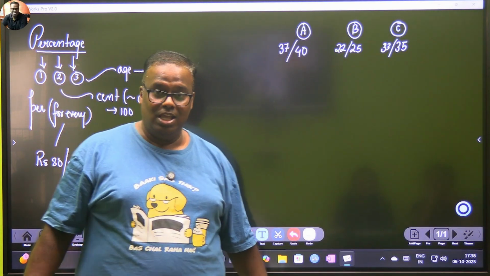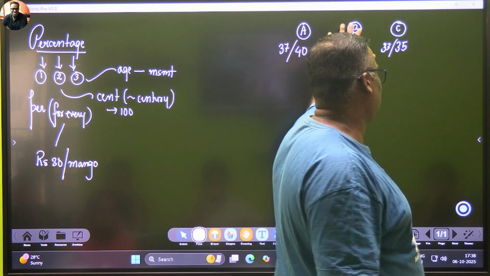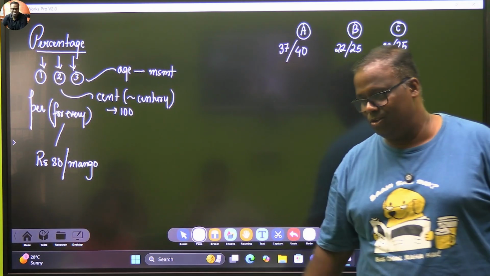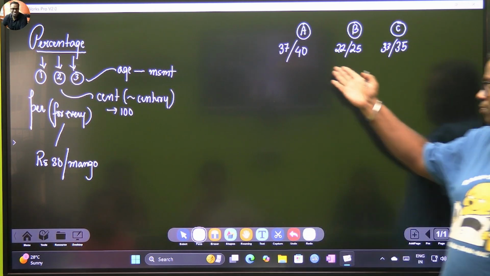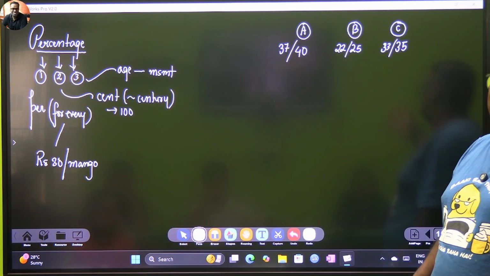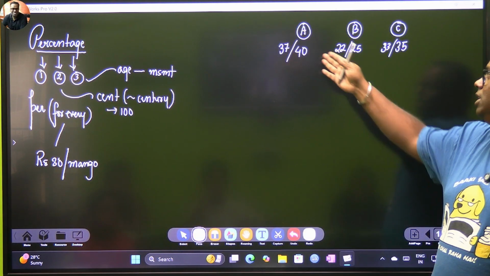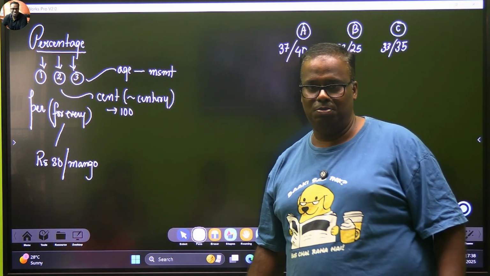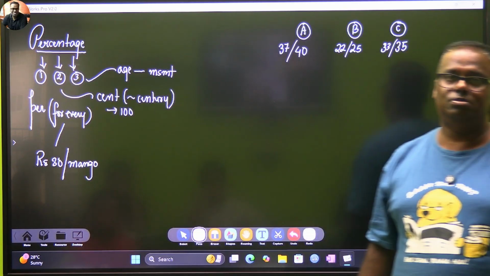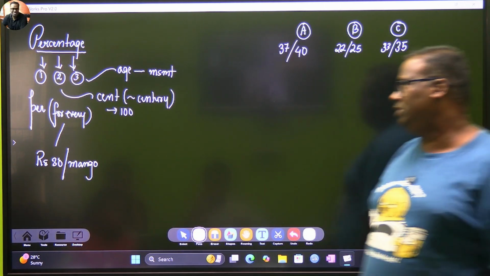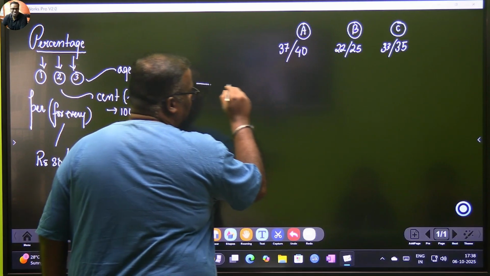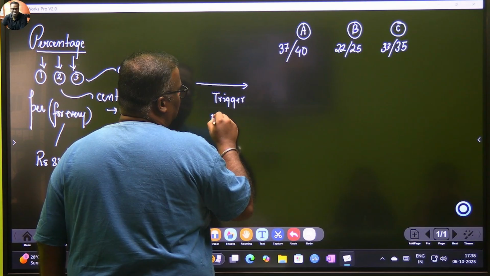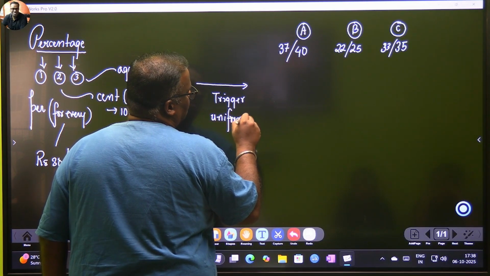If this school also conducted on 40, and this school also conducted on 40, answering for you becomes very easy. Do you agree or not? This one did on 40, this one did on 40. That's very easy. But the problem is this school conducts tests on 40, this school on 25, this school on 35. And now we are asked whose performance was the best. Now the problem is, we don't have an equivalent scale. This is the trigger. And the trigger is that you need a uniform base.